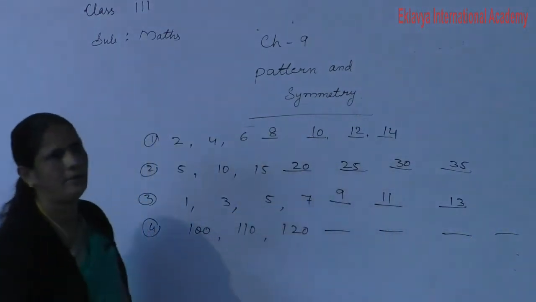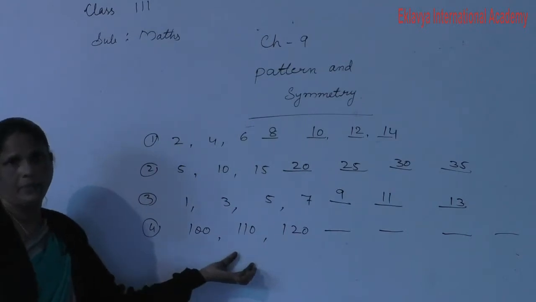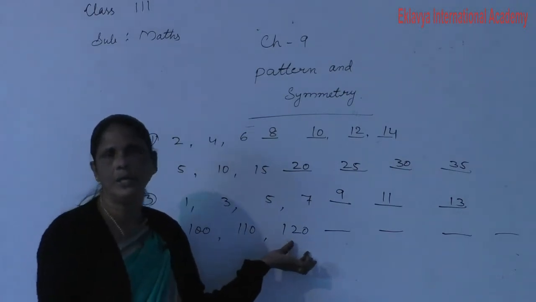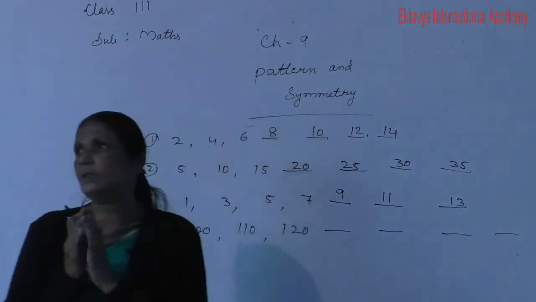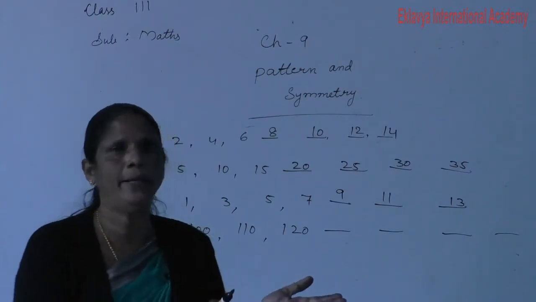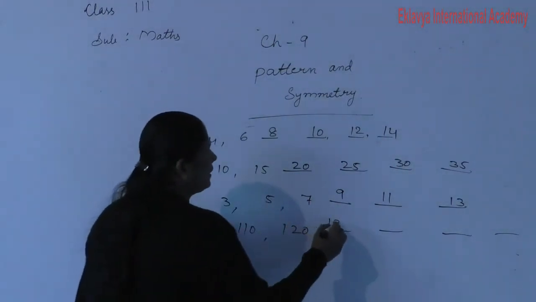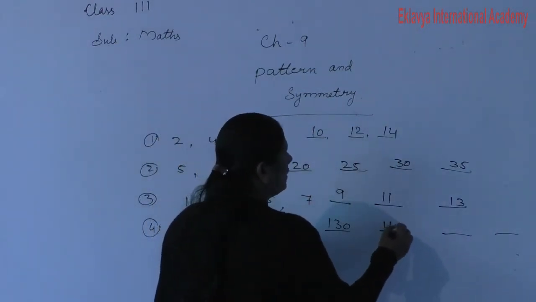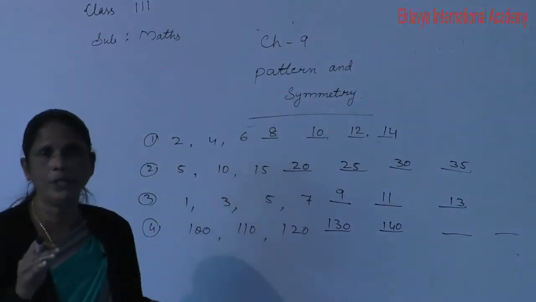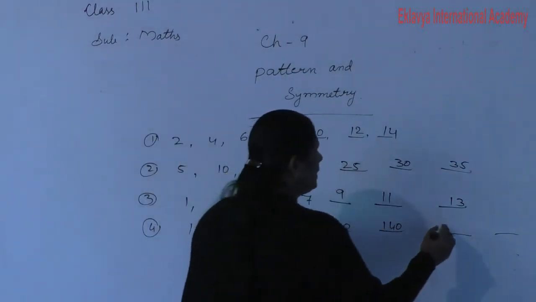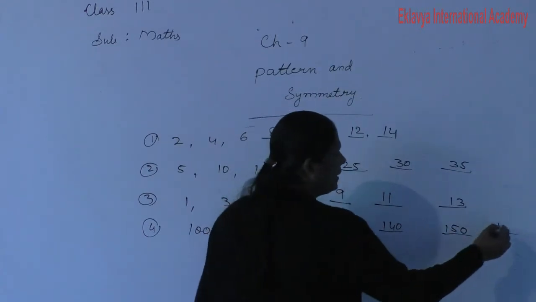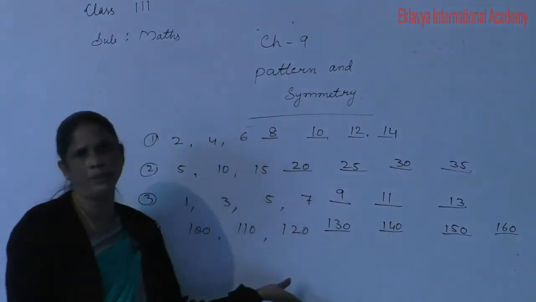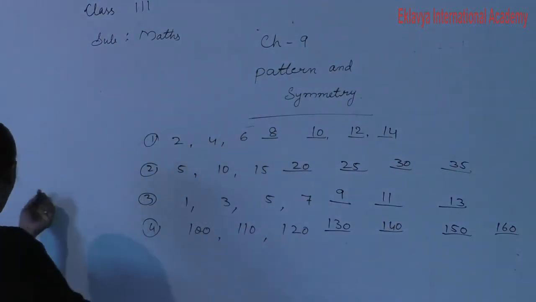Here we add 10, the pattern of 10: 100, 110, 120. Then you add 120 plus 10, you get 130. Then you add, 140. Then again 140 plus 10, you get 150. Then 160. These are the patterns of numbers.